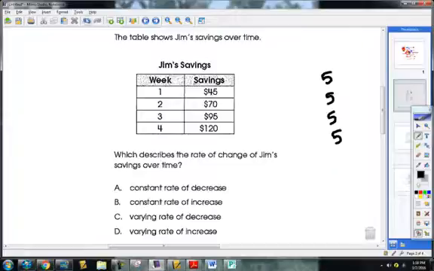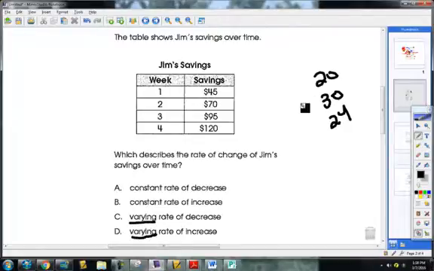Whereas maybe I worked at a restaurant as a server, and I'm working not only for my regular pay, but then I get tips added in. One night I make $20 worth of tips. The next night I make $30 worth of tips. The next night I make $24 of tips. That would be what's called a varying rate, which means changing. It's not going up by the same amount or down by the same amount.